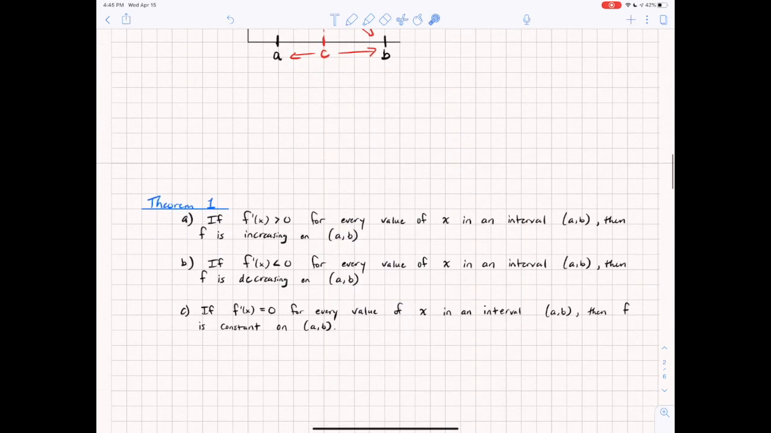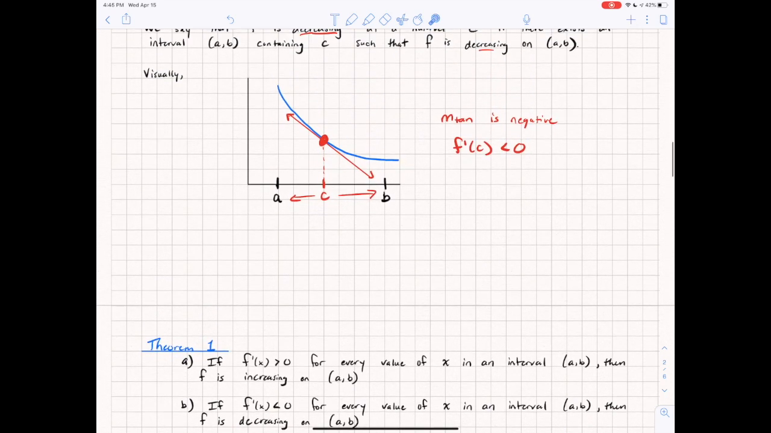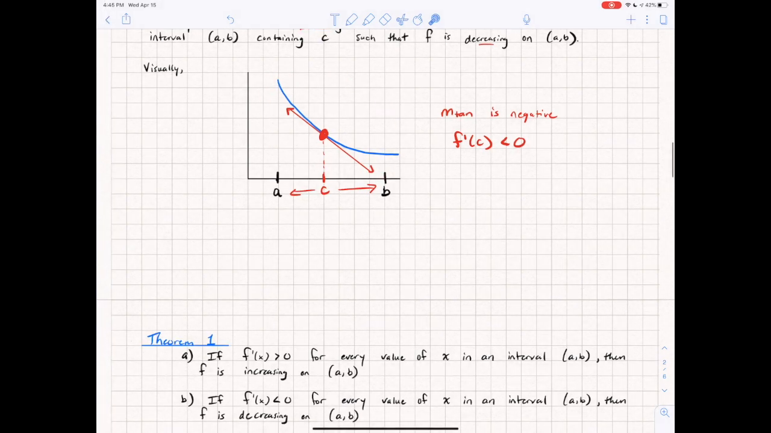Well, then the counter would be true, right? If the derivative is negative for every value in an interval, then I can say that f is decreasing because I know its tangent line has to be falling. It's this kind of imagery. All right, so if I know stuff about the first derivative, then we know stuff about the original function, specifically right now, whether that function is increasing and going up or going down. Well, increasing implies positive, decreasing implies negative.